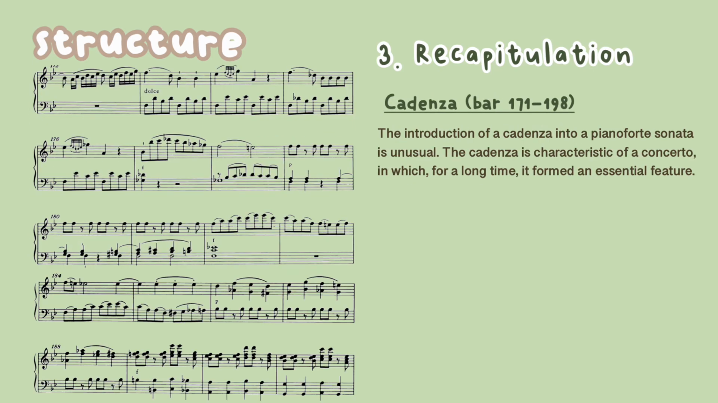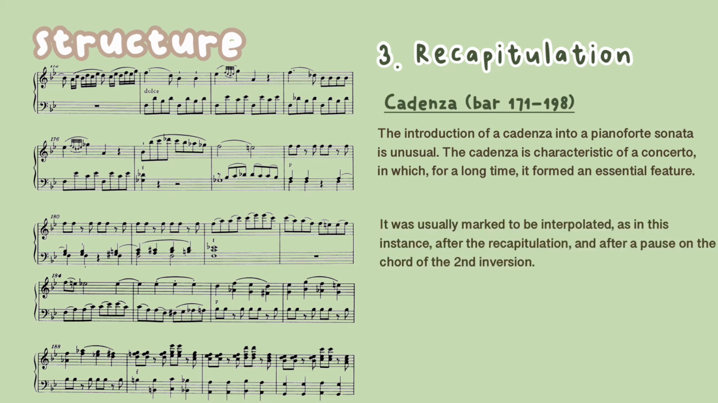The introduction of a cadenza into a pianoforte sonata is unusual. The cadenza is characteristic of a concerto, in which for a long time it formed an essential feature. It was usually marked to be interpolated, as in this instance, after the recapitulation and after a pause on the chord of the second inversion.